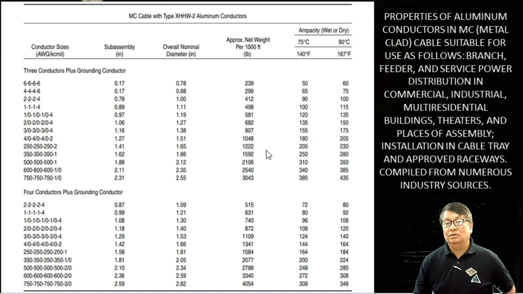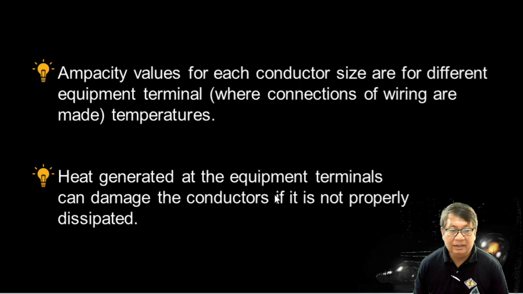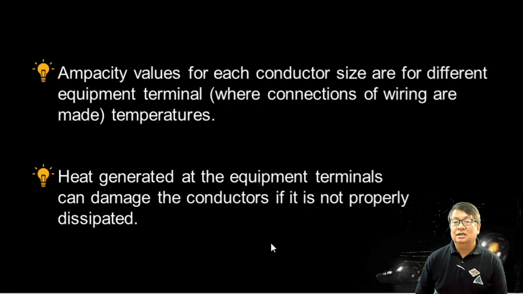So we have some limitations and some requirements. Now we have ampacity values for each conductor size for different equipment materials. So it's very clear. Heat generated at equipment materials can damage the conductors if it is not properly dissipated. That is why we must take note and keep safe, especially in operating our power plant or power installation in our houses, in our buildings, and any other agencies.